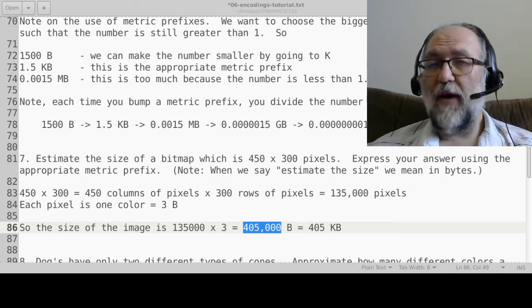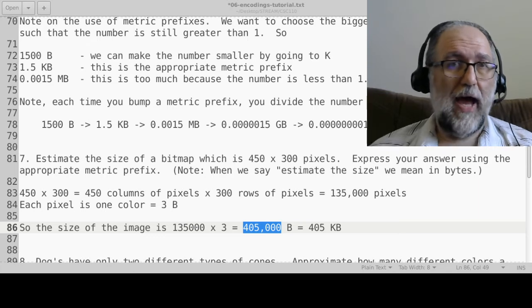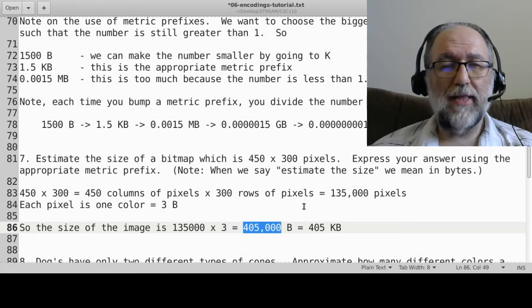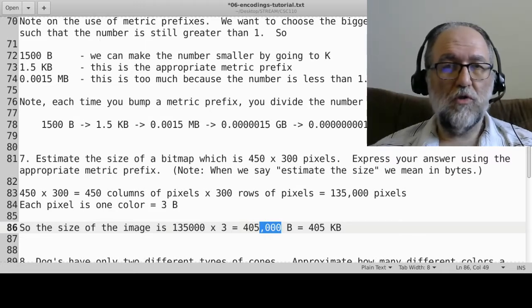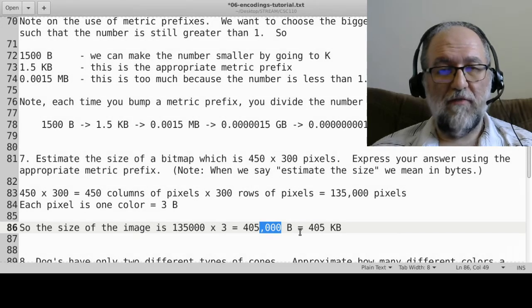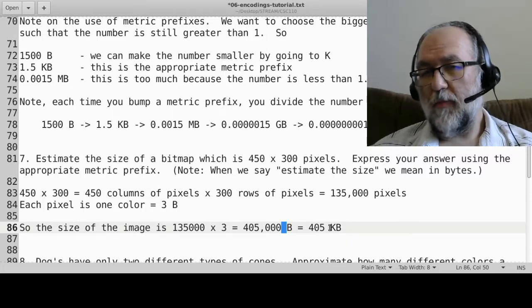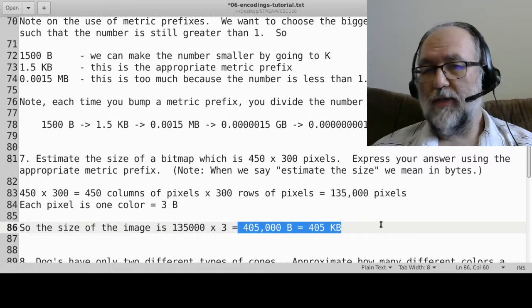Now 405,000, that's a big number. It's got too many zeros on the right, so divide by 1,000 and bump the metric prefix up by 1. We just did that in the previous problem. So here, if you divide by 1,000, you just lose those 3 zeros, and you get 450. And when you bump the metric prefix, well, here there is no metric prefix, so you go to the first metric prefix, which is kilo. And you know what? You can read both of those exactly the same.